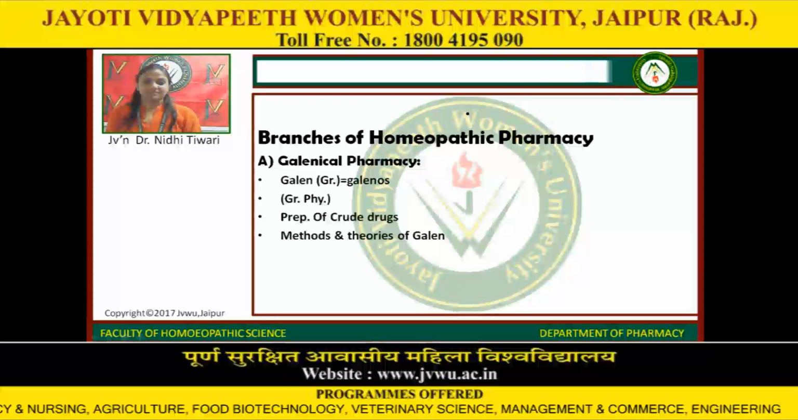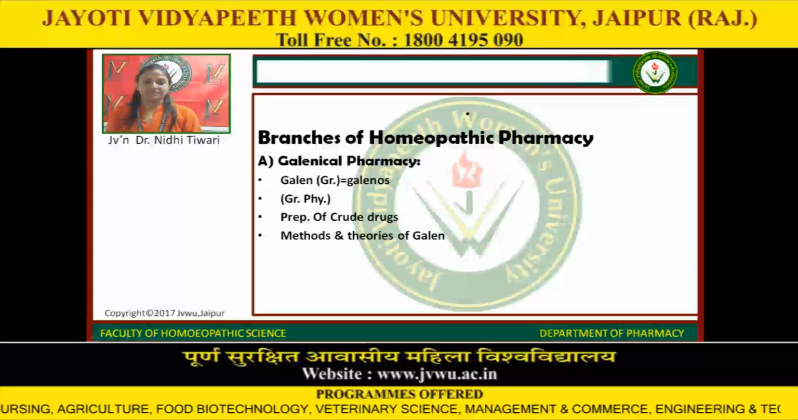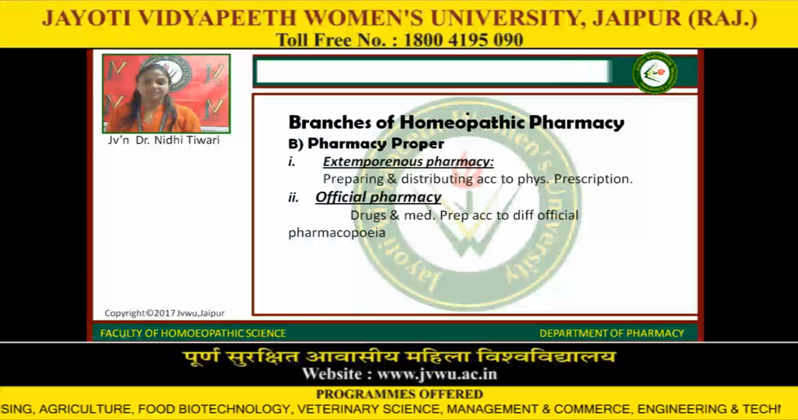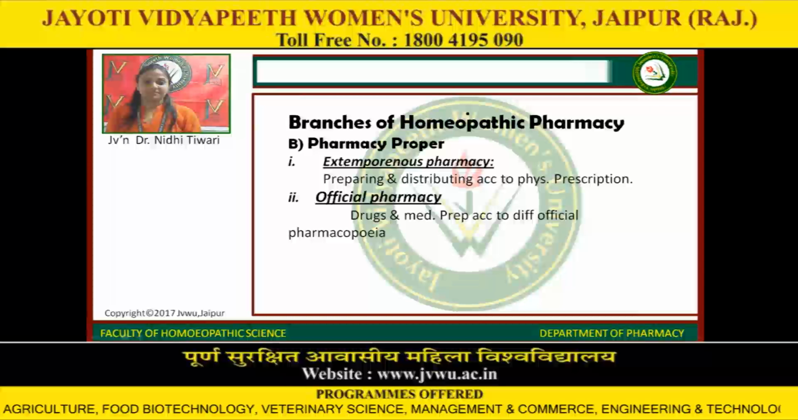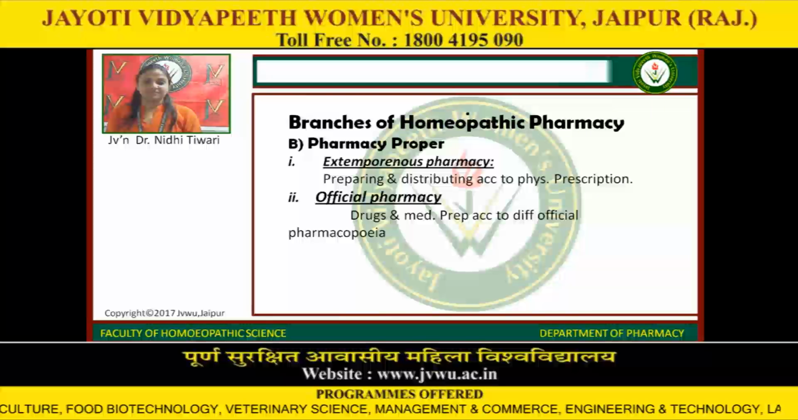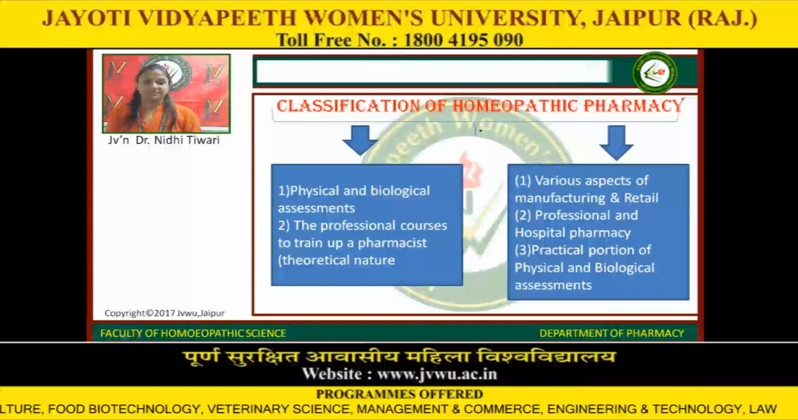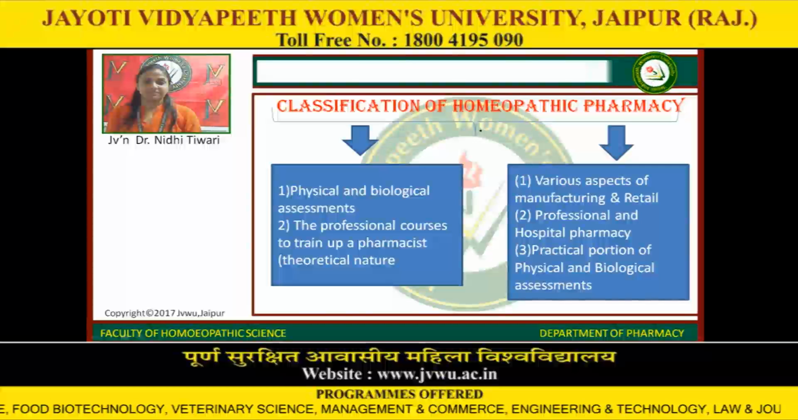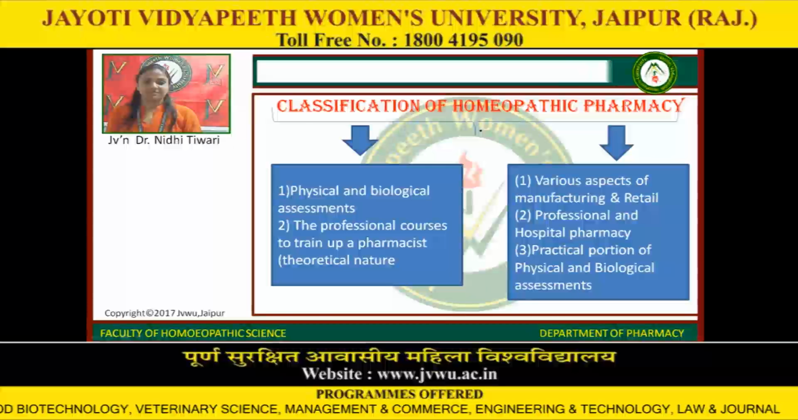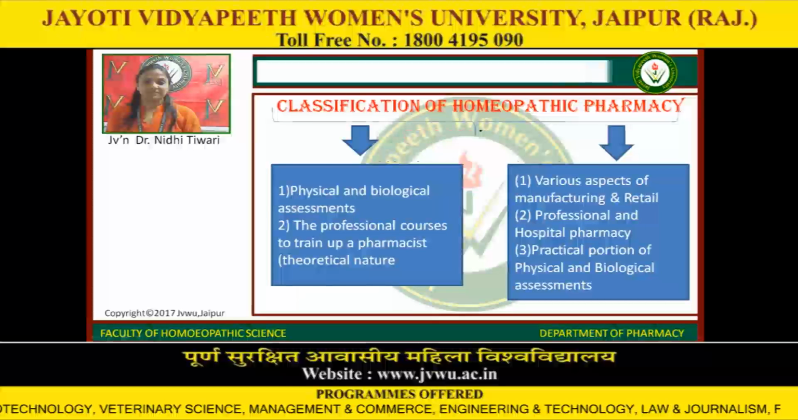What are the branches of homeopathic pharmacy? First of all, Galenical pharmacy, from Galen: preparation of crude drugs, methods and theories of Galen. Pharmacy proper: preparing and distributing according to the physician's prescription. Official pharmacy: drugs and medicines prepared according to different official pharmacopoeias. Now the classification of homeopathic pharmacy. First, physical and biological assessments on the basis of professional courses to train a pharmacist, theoretical in nature. Next, various aspects of manufacturing and retail, professional and hospital pharmacy, the practical portion of physical and biological assessments.